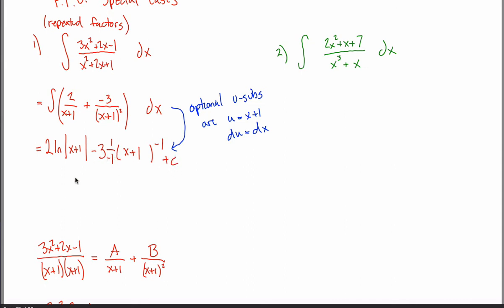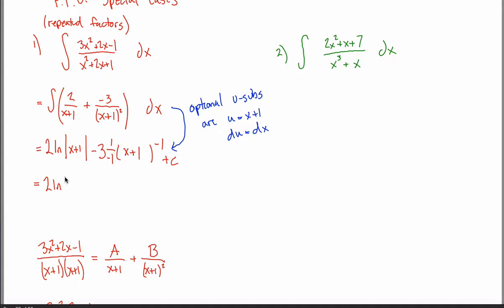I'd probably rewrite this just because it's a little bit ugly. You've seen enough of these that you're probably expecting me to do as much. Let's see, negative 3 times 1 over negative 1. This is just negative 1. Negative 1 times negative 3 is positive 3. So I can put plus 3, but instead of 3 times x plus 1 to the negative 1 power, I can make that 3 over x plus 1, and then plus c.